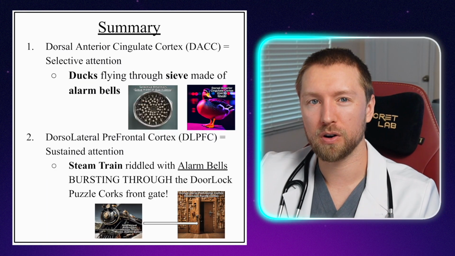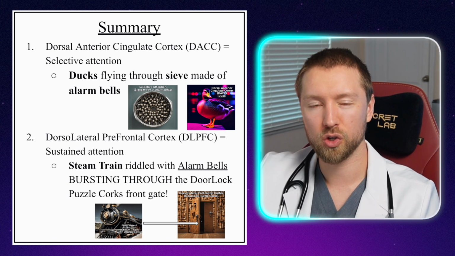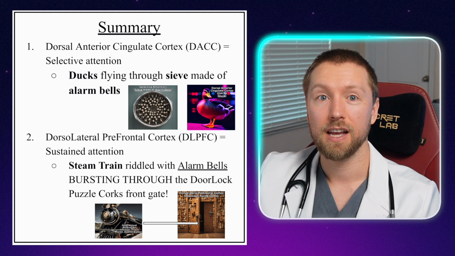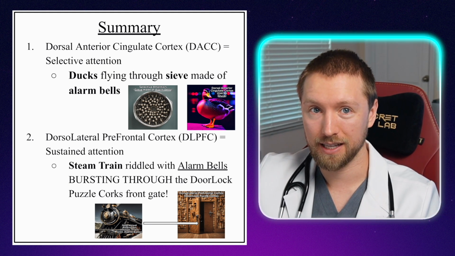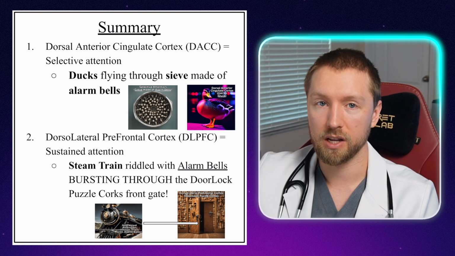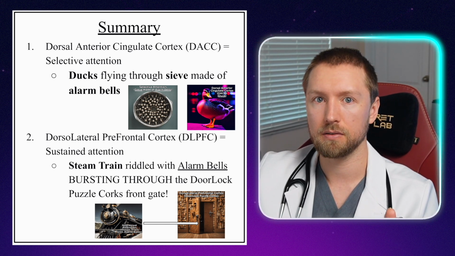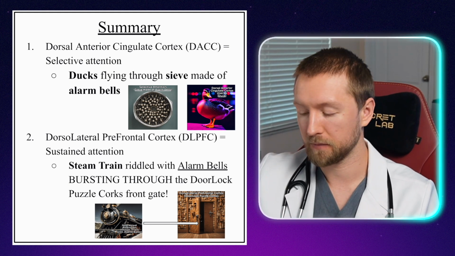Now let's go over all the ones we just went over to really solidify it. So for the dorsal anterior cingulate cortex, the DAC, we're going to imagine a duck, okay? DAC, we need to link that with selective attention. So the duck, we're going to imagine ducks flying through the sieve. Selective attention is the sieve made of alarm bells. We're going to imagine the ducks flying through that, getting obliterated.